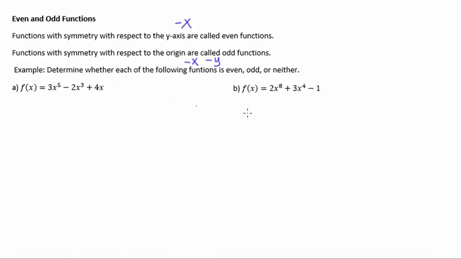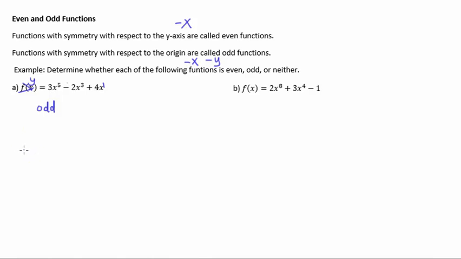Or, as long as you have nice polynomials, you can say, well, if all of them are even powers for our x's, then it should be even. If they're all odd powers, that should be odd. So looking at A, we have x to the fifth, x to the third, x to the first. This should be an odd function. So let's go ahead and think about that test now.